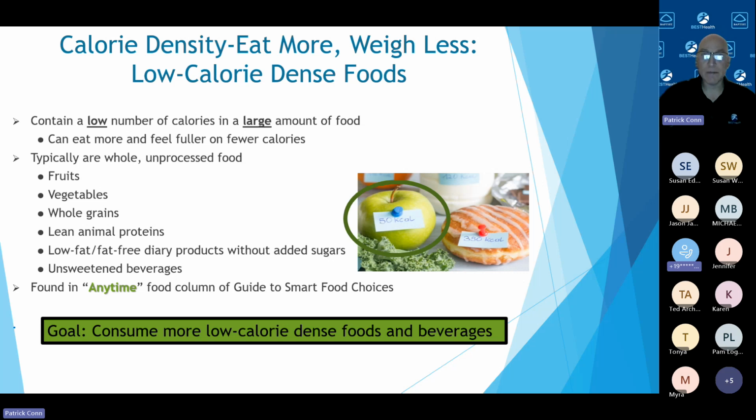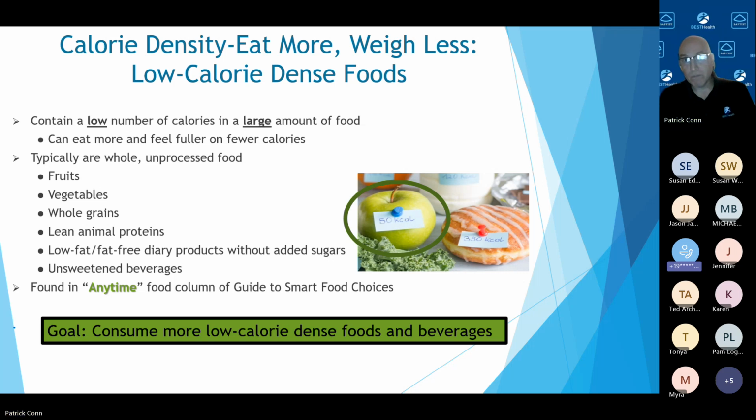Of course, if you see the example again of that Granny Smith apple and that donut, same volume of food, 300 calorie difference, but the green apple is packed with vitamins, minerals, fiber, and water. The donut, not. Lots of added sugar.